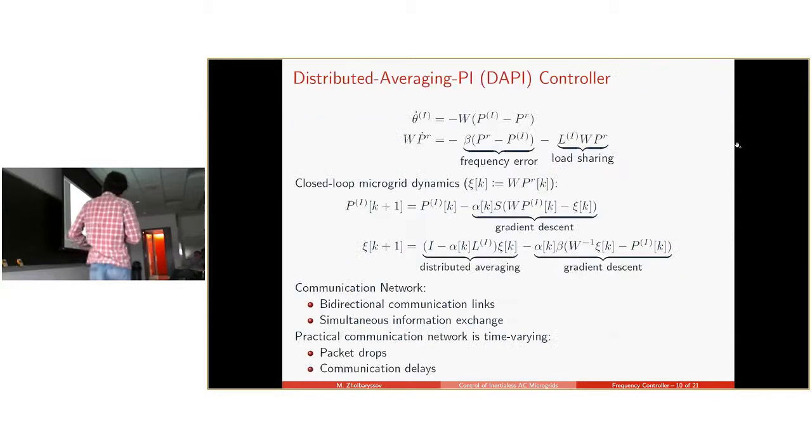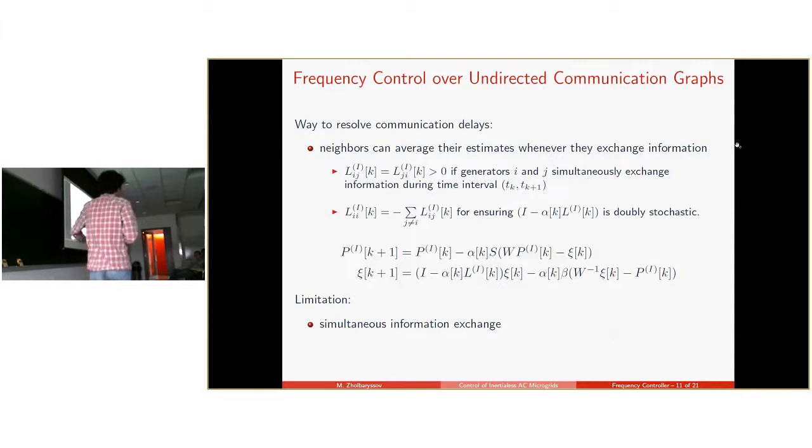But previously, in the previous slide, it was perfect communication, right? Information exchange happens at each iteration. But here we're looking at a more time-varying network. What's the time step between iterations? It can be 20 milliseconds. Typically, it's like that.